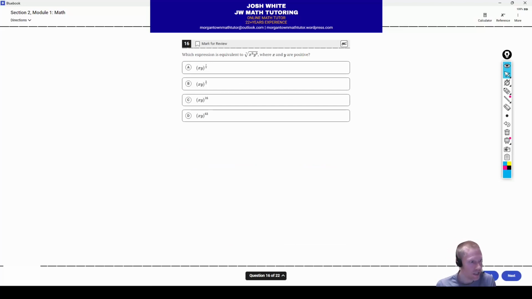All right, for 16 here, we have a radical, and they basically just want to know how to rewrite this in rational exponent form. So hopefully you remember that the index of your radical here is the denominator in your fractional exponent, and the individual powers are the numerator. So the correct answer for this one is just going to be letter B.